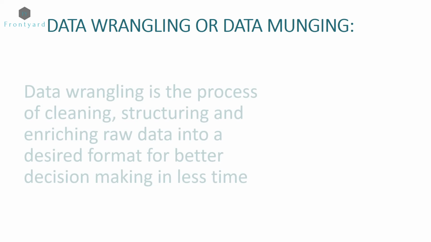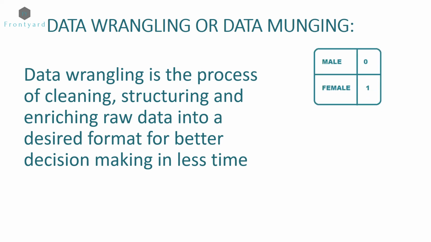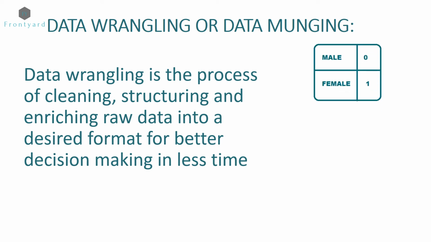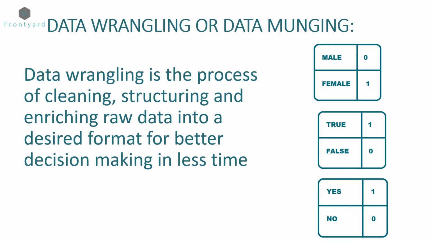Next, data wrangling or data mangling. Data wrangling is the process of cleaning, structuring and enriching raw data into a desired format for better decision making in less time. For example, if your data contains categorical values like male, female repeatedly, you can convert them into numerical values such as 0 and 1. Likewise true or false and yes or no.